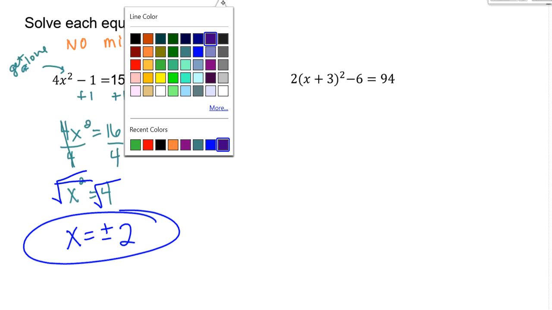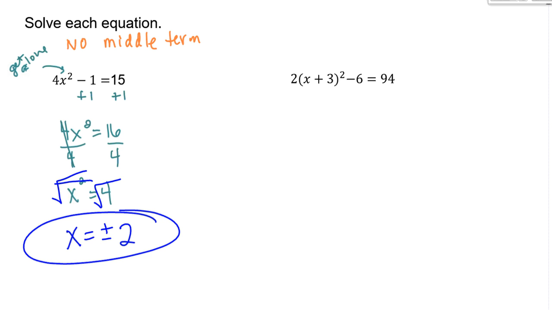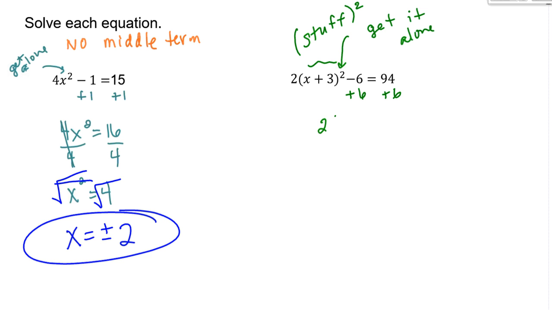Okay, this one over here, I'm looking at it. I'm saying, okay, well, there's no x squared. I also don't see any middle term. In fact, it looks completely different than what I'm used to. I do see this squared, and I go, wait a minute, there's some stuff in here, in parentheses, squared. Okay, that means I can use the square root method. I'm going to get that guy alone, right? We're not getting the x alone this time, or the x squared alone. We're getting this stuff squared by itself, which means get rid of the 6. Get rid of the 2.